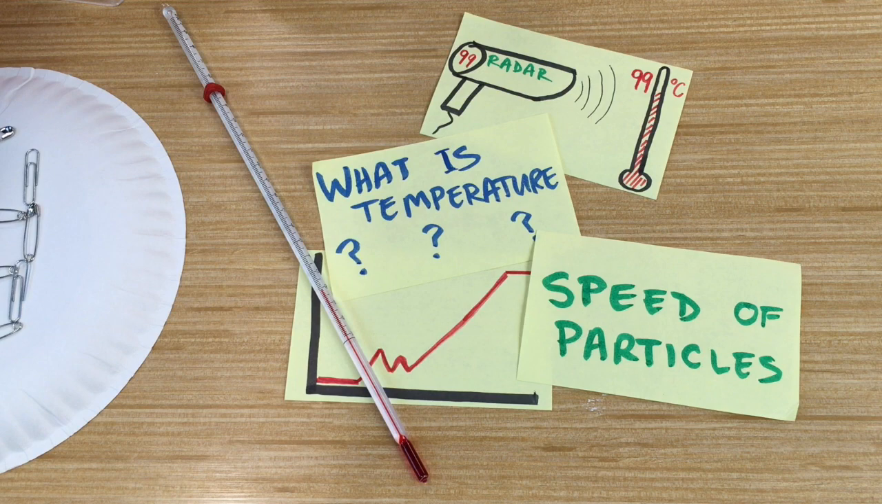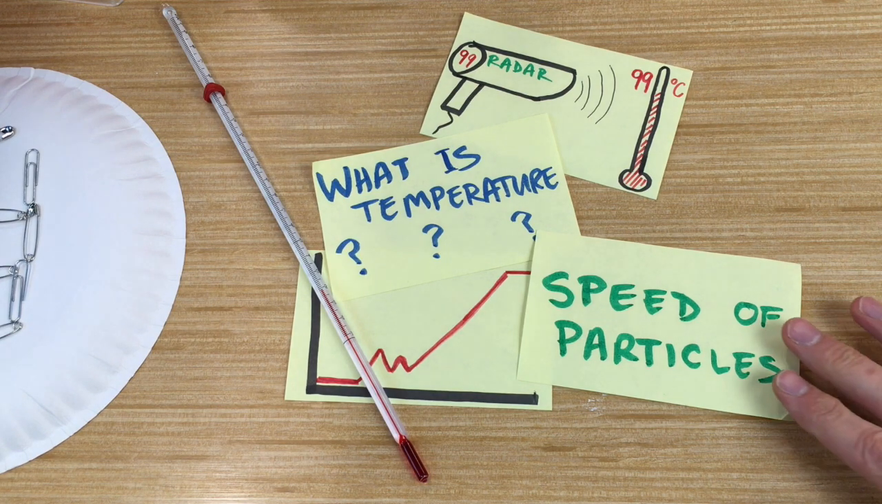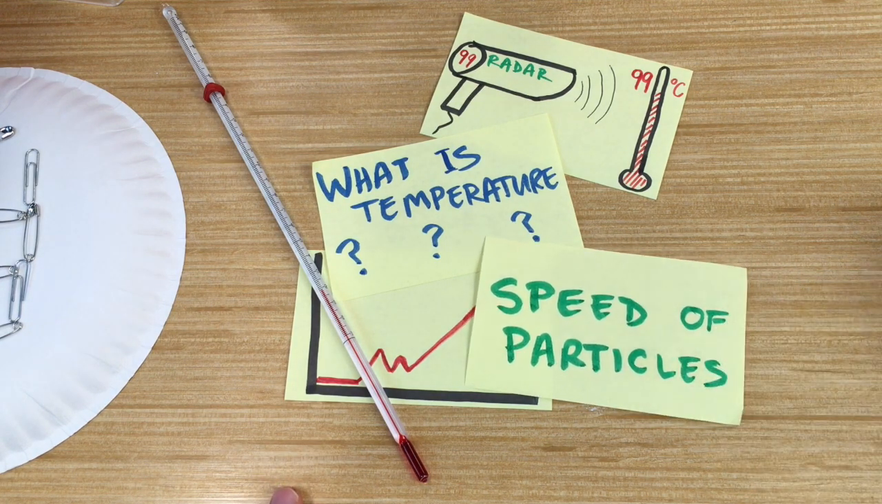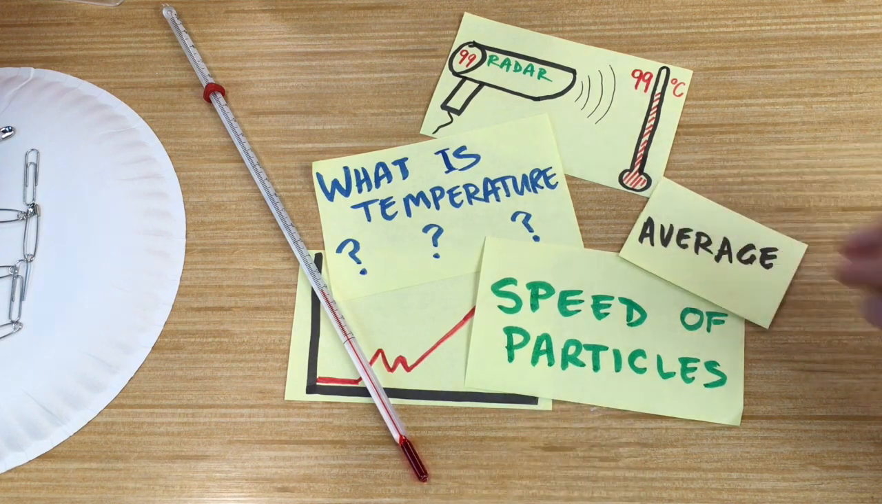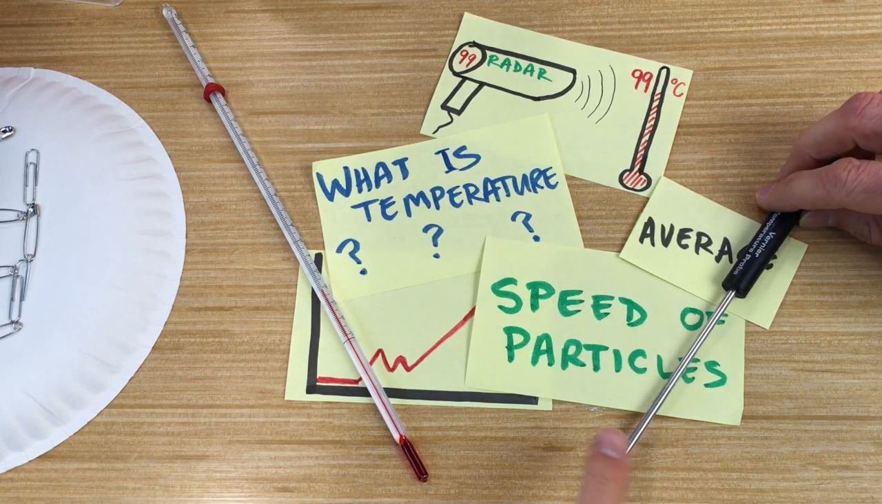When particles are moving faster, they have a high temperature. When particles are moving slower, they have a lower temperature. But there's trillions upon trillions of particles, even in a small sample of water. So really what we're saying is, we're taking the average speed of the particles that are in contact with the temperature probe or with the thermometer.